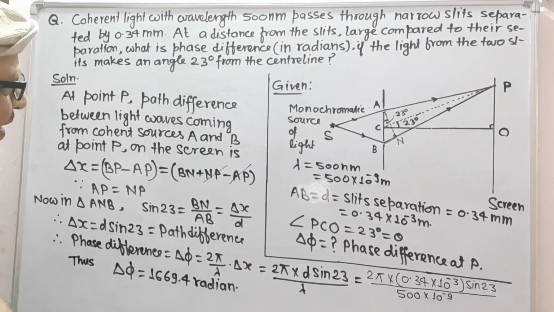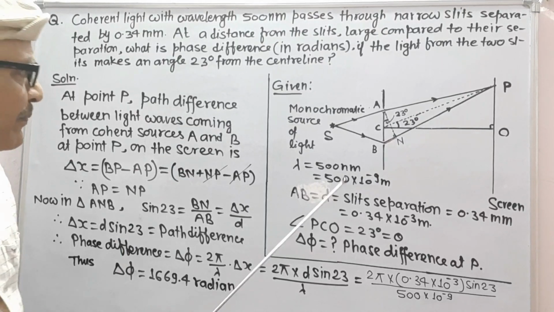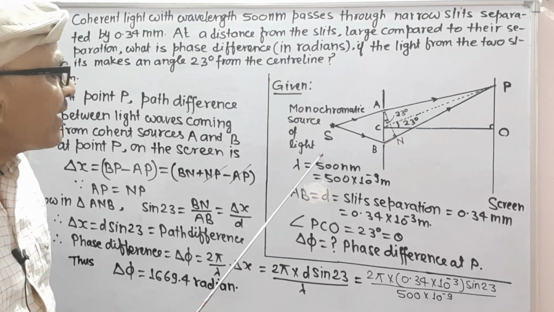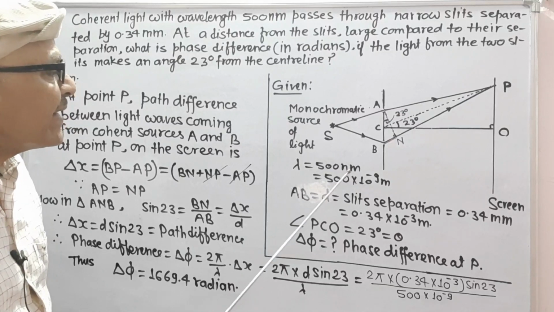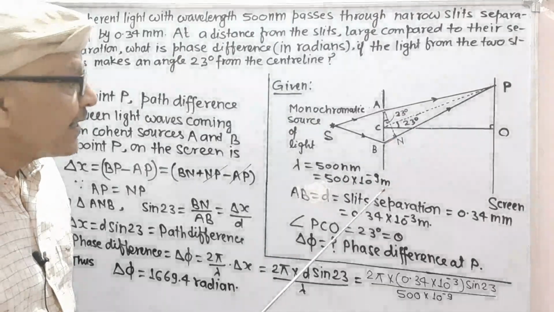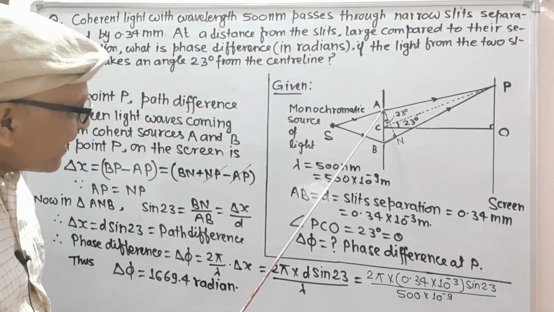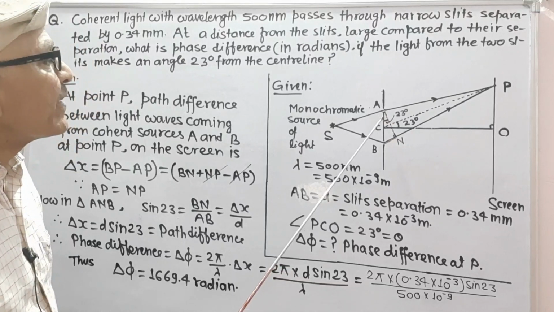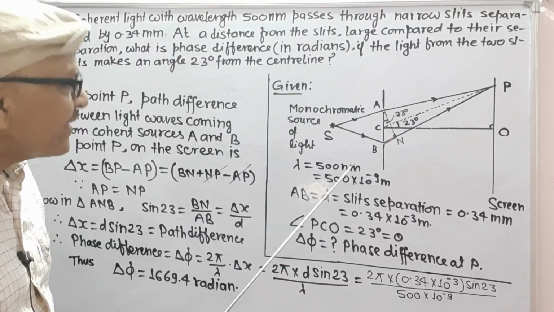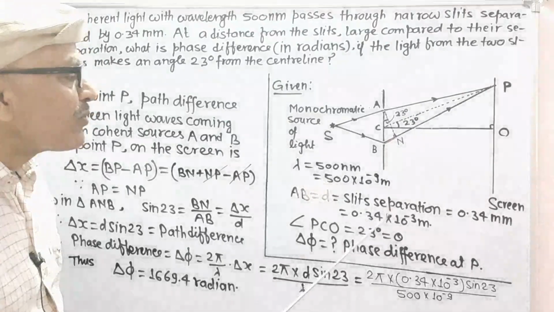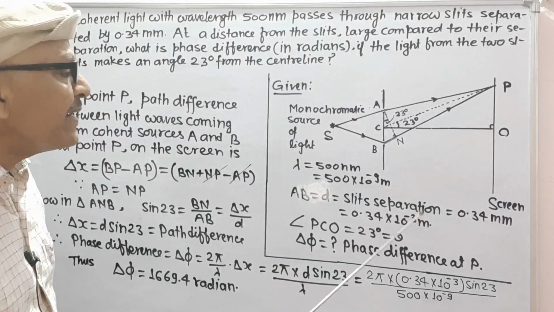Now solution. Let us understand the question with the help of a diagram. Suppose this is a monochromatic source of light emitting light of wavelength 500 nm, that is 500 into 10 to minus 9 meter. Slits A and B, which are acting as coherent sources, are separated by distance 0.34 millimeter, which is 0.34 into 10 to minus 3 meter.